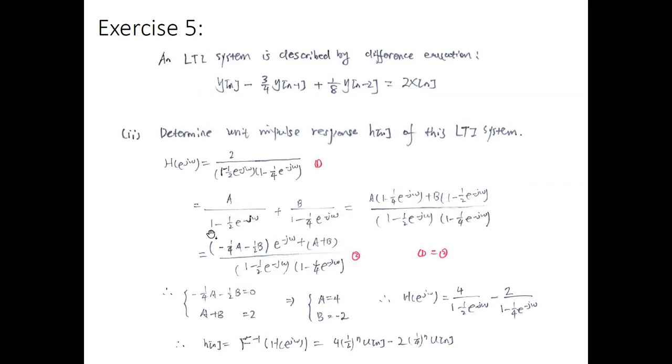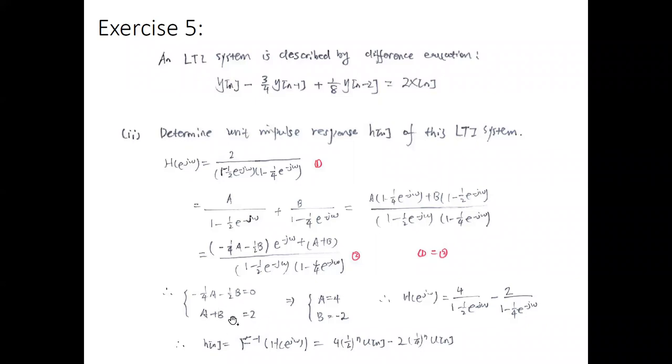The two factors on the denominator are both first order polynomials. And then with the same trick, we combine them together so that the denominator is identical to the expression one. The numerator is a linear combination of A and B. So for the first order term, exponential minus j omega, the coefficient is this; the constant is A plus B. We make them respectively equal to the coefficients in expression one. So the first order term coefficient is zero, no first order term.